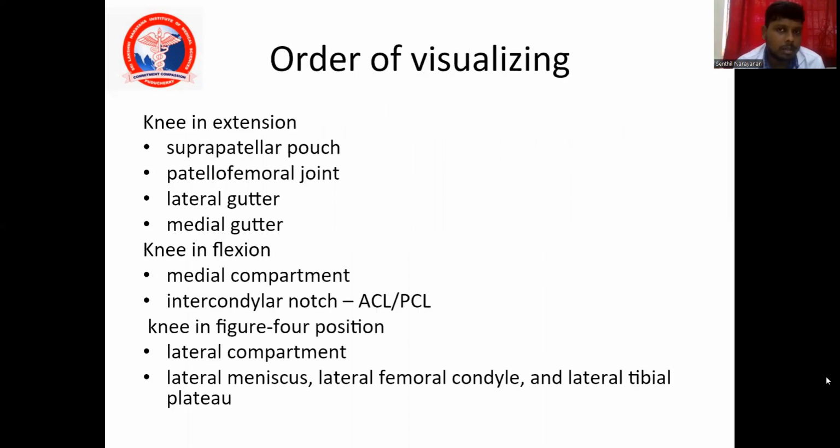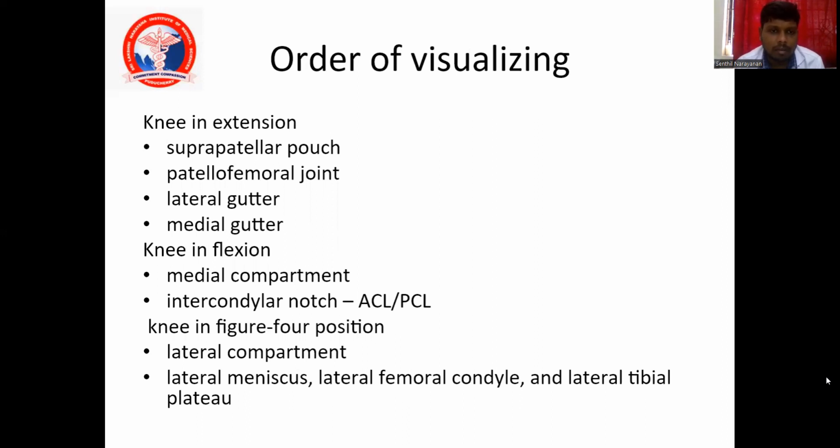So once you insert the scope, there are 2 scopes, a 30-degree scope and a 70-degree scope. The 30-degree scope is for ACL reconstruction, and the 70-degree scope is used for PCL reconstruction. So the order of visualizing includes knee in extension. First you see the suprapatellar pouch, any pathology in the suprapatellar pouch, any loose bodies and all those things. Then the patellofemoral joint, you inspect any cartilage destruction or erosion, and you inspect the lateral gutter and medial gutter. So knee in extension, first is suprapatellar pouch, then patellofemoral joint, then lateral gutter and medial gutter.